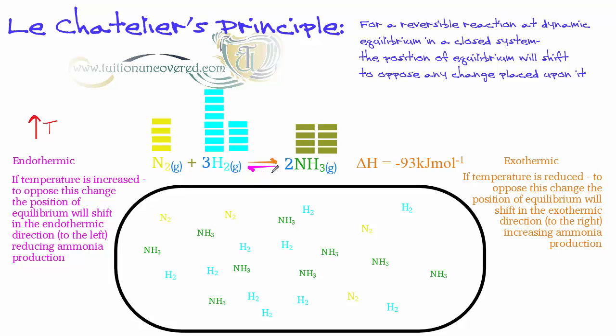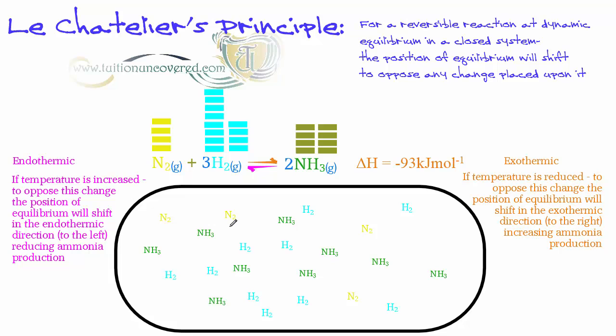It will shift in the side that takes in the extra energy I've put in, the endothermic direction to the left. Temperature's increased. Opposing this change, the position of equilibrium will shift to the side that takes in more energy, i.e. will cause more of my products to become reactants. So that will overall take in more energy, endothermic direction, backwards.